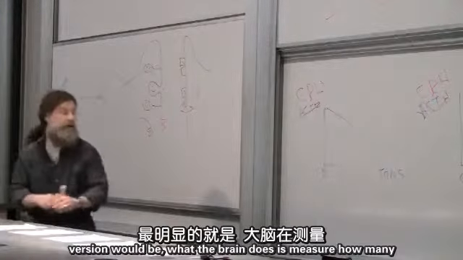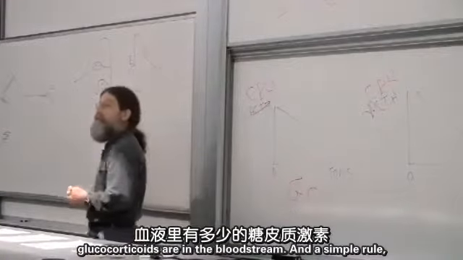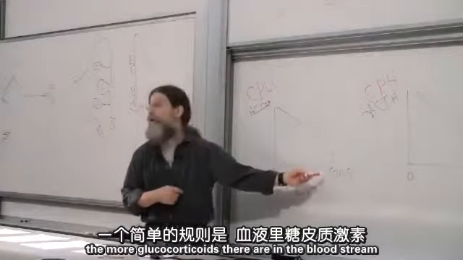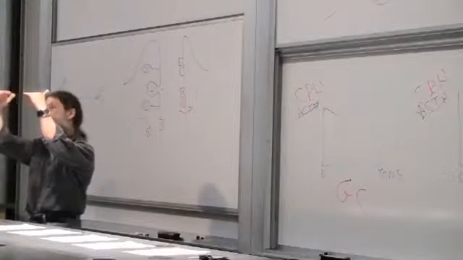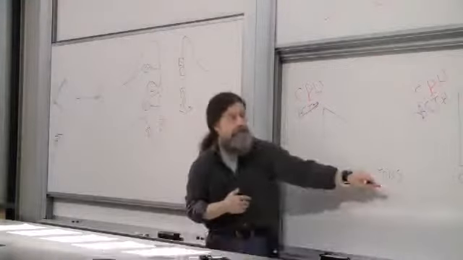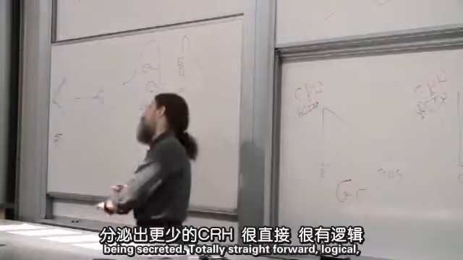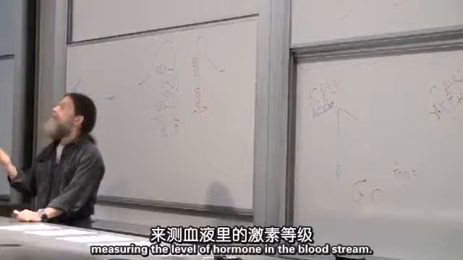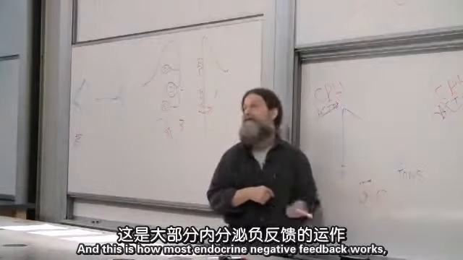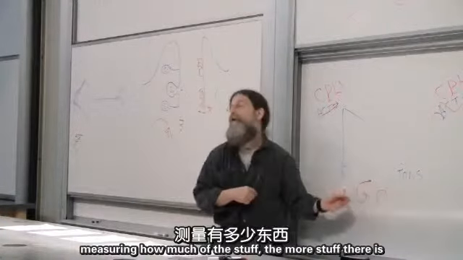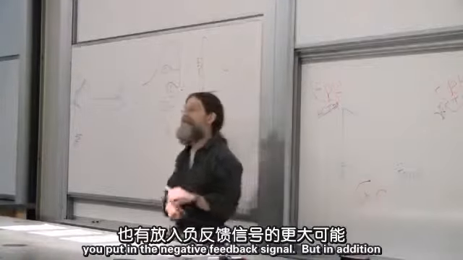Most obvious version would be that the brain measures how much glucocorticoids are in the bloodstream. And a simple rule: the more glucocorticoids there are in the bloodstream, the more likely levels are to have reached the threshold, the set point that you want. So the higher the levels, the more of a negative feedback signal, and thus the less CRH being secreted. Totally straightforward, logical, measuring the level of hormone in the bloodstream. And this is how most endocrine negative feedback works. Measuring how much of the stuff, the more stuff there is, the greater the likelihood that you shut down the system, you put in the negative feedback signal.